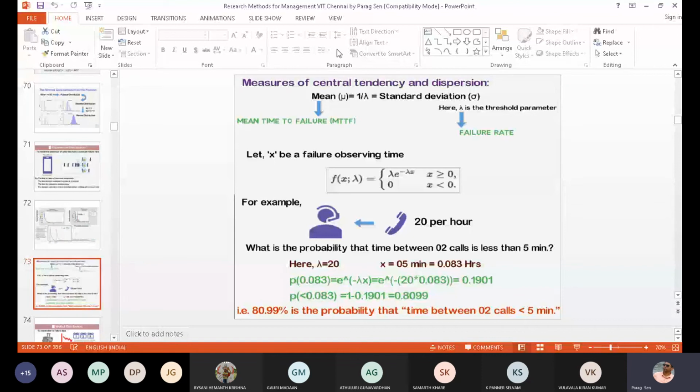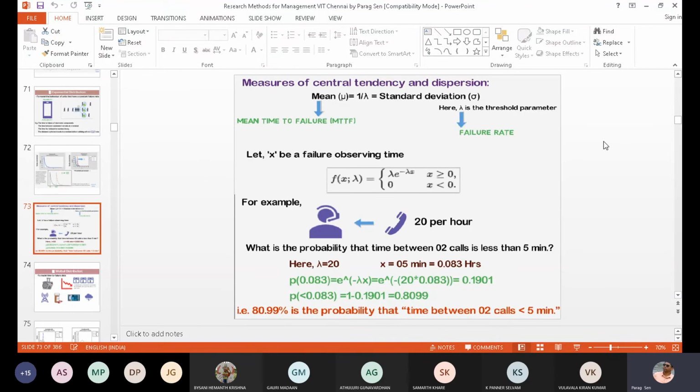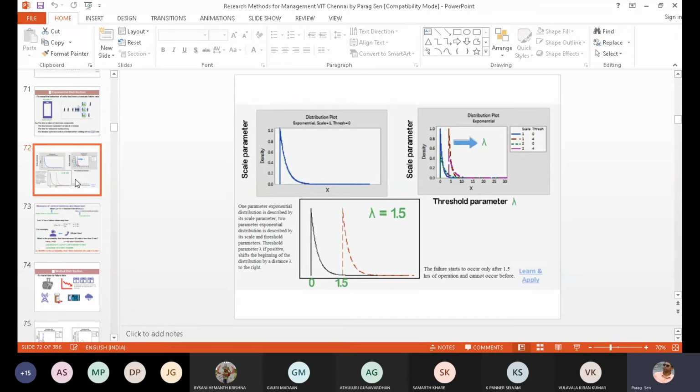So now one example we can see: what is the probability that the time between two calls is less than 5 minutes? How will you calculate that? You have already been given that you are receiving 20 calls per hour. So 20 calls per hour means lambda is equal to 20, because the rate parameter is represented by lambda.